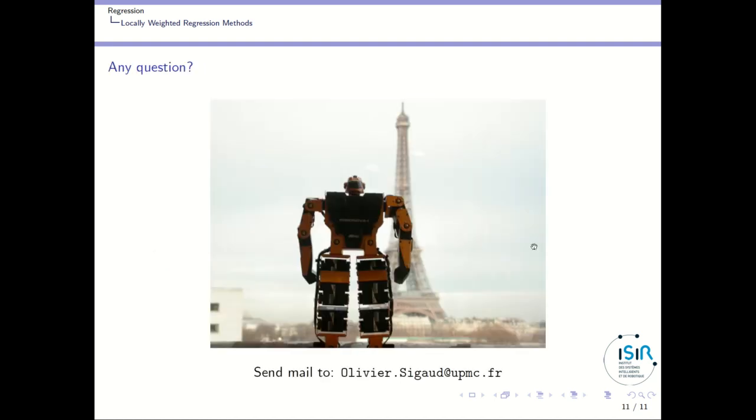And that's it for that particular class about regression, which was a little oriented towards learning models for robots, and you will see why in the next class.